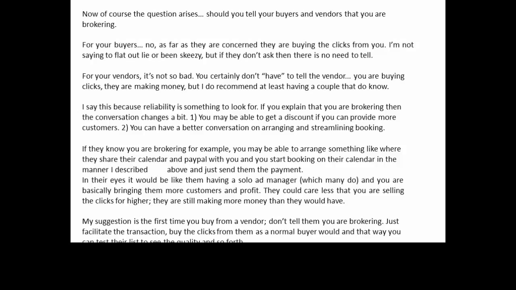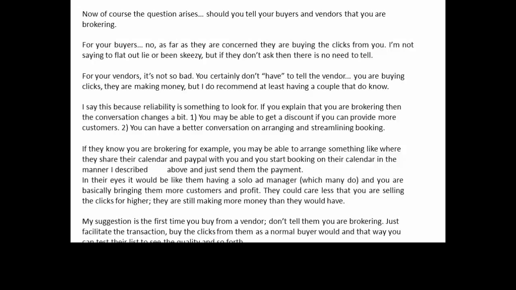For your buyers, no. As far as they are concerned, they are buying clicks from you. I'm not saying to flat out lie or be skeezy, but if they don't ask, then there's no need to tell. For your vendors, it's not so bad. You certainly don't have to tell the vendor you're buying clicks. They're making money, but I do recommend at least having a couple that do know.